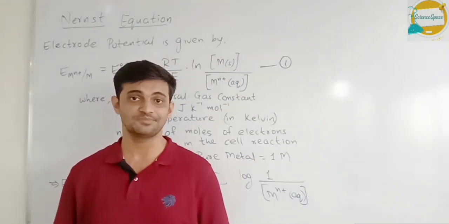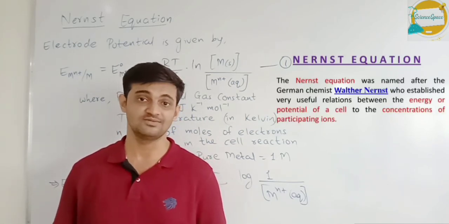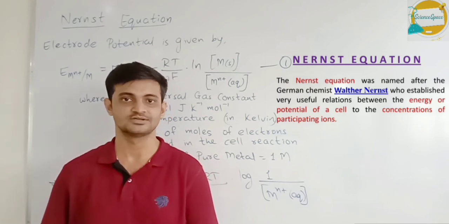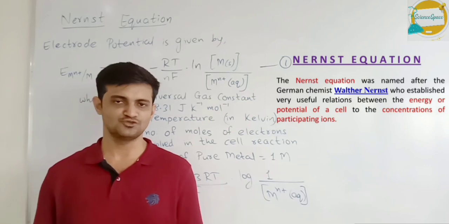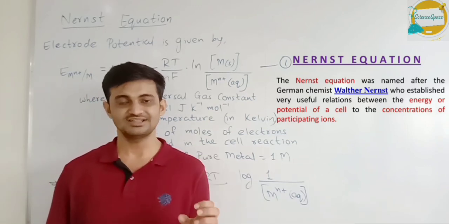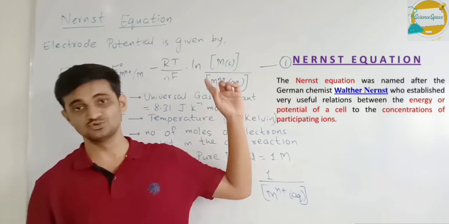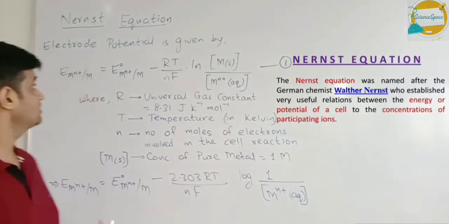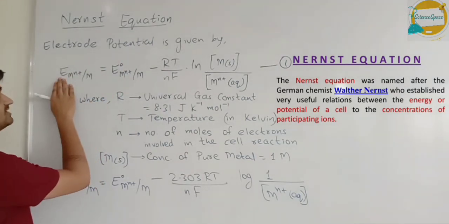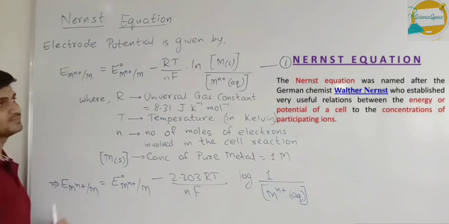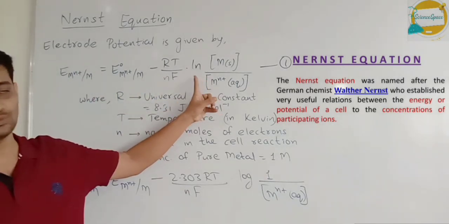Now let us move on to the topic, the Nernst equation. This topic is very important as it will be helpful in solving the numericals of this chapter. So what is the Nernst equation first of all? The Nernst equation is useful to find out the cell potential or the EMF of individual electrodes that are used in the electrochemical cell. So this EMF of an electrode is given by E of Mn positive oblique M, and the formula for this electrode potential is given by this equation number 1.